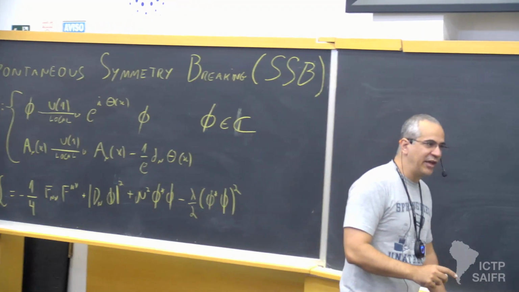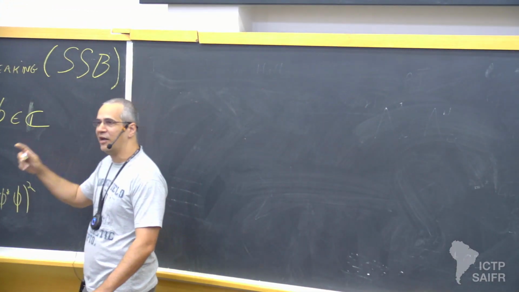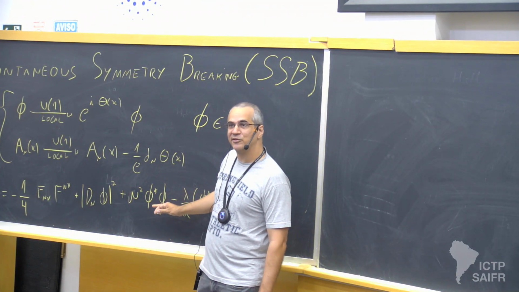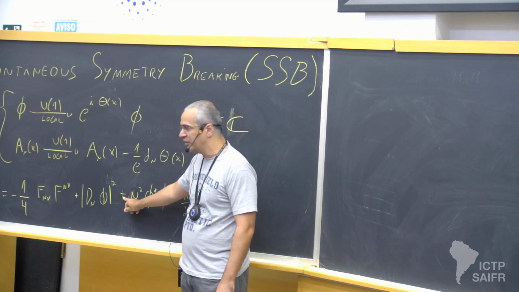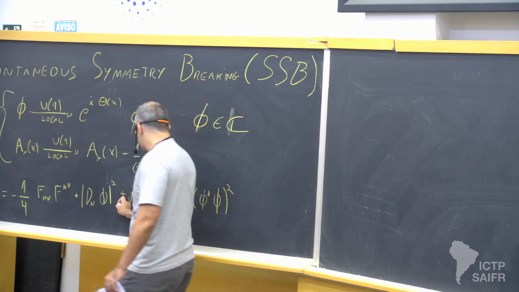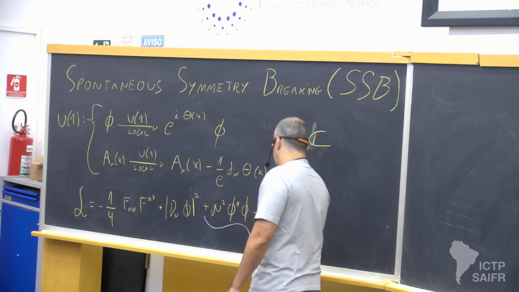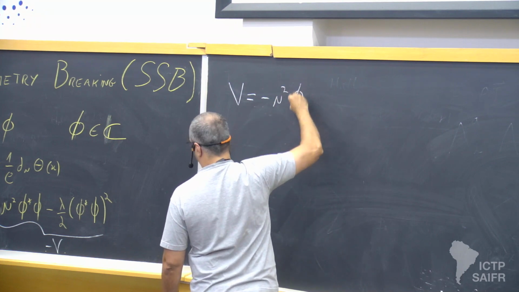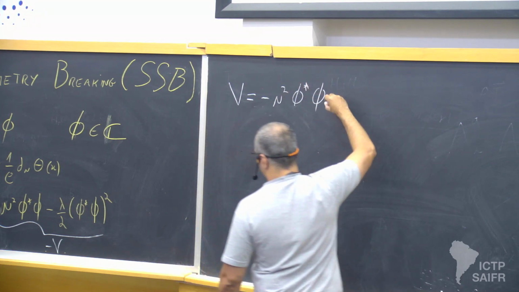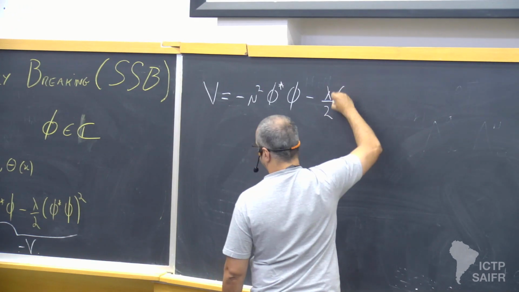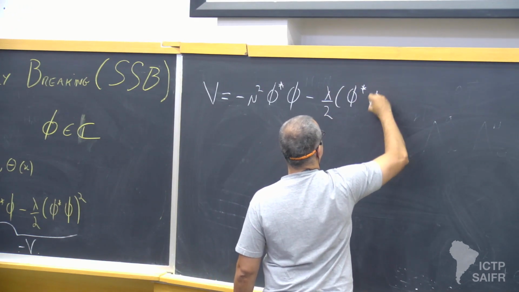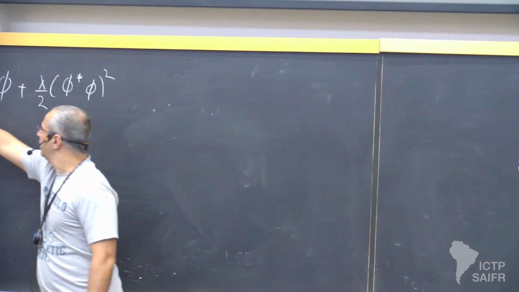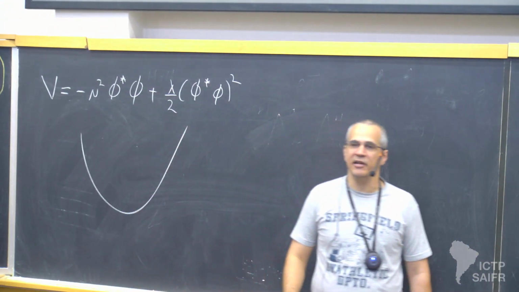The only tricky thing I'm doing here, now I'm worrying, right? So far I have been very sloppy with the signs. Now I'm being rigorous with the sign, and the strange thing I'm doing here is this, right? Because remember, this is minus the potential, right? So my potential is now minus mu squared phi star phi minus lambda over 2 (phi star phi plus phi star phi) squared, right? If I put a plus here, this is just a potential that looks like that, right?